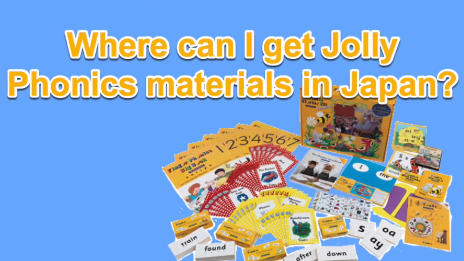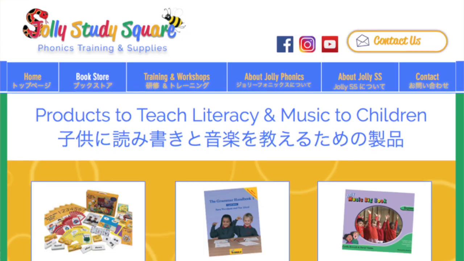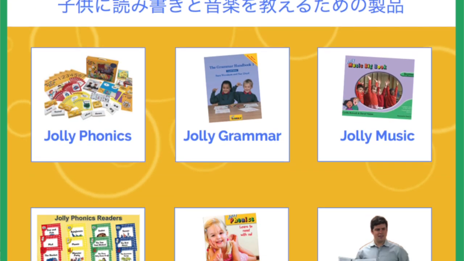Now the final question we often get asked is, where can I buy Jolly Phonics materials in Japan? The easy answer now is, you can buy them from us on our online bookstore. I've linked it down in the description. We offer the entire lines for Jolly Phonics, Jolly Grammar, and Jolly Music materials. It's really important though that you note that we only really carry imprint letters and North American versions of materials.